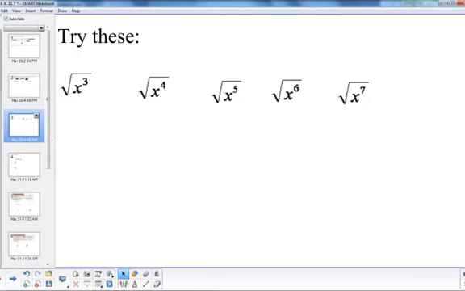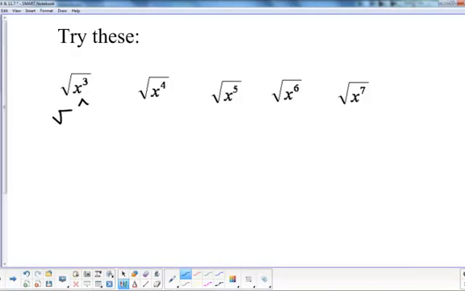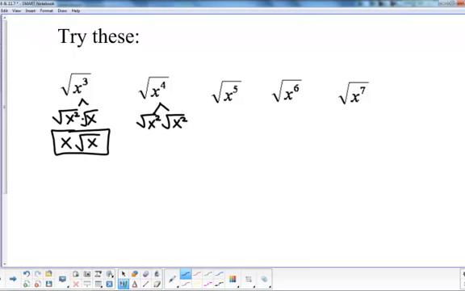So the square root of x cubed, basically nothing more than an x can be left under the square root. Everything else is simplifiable. So I'm going to rewrite x cubed as the square root of x squared times the square root of x. And the square root of x squared is just x. So this is x root x. That's your answer. So the square root of x to the fourth, that's the square root of x squared times the square root of x squared. So that would be x times x. So the square root of x to the fourth is x squared.